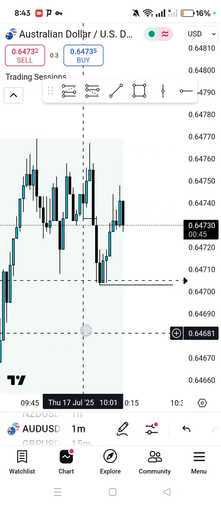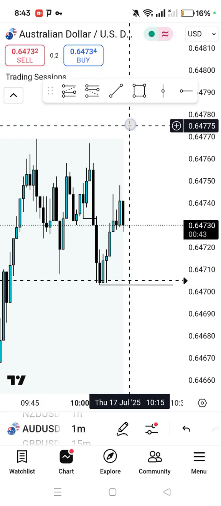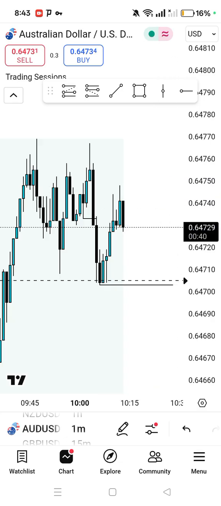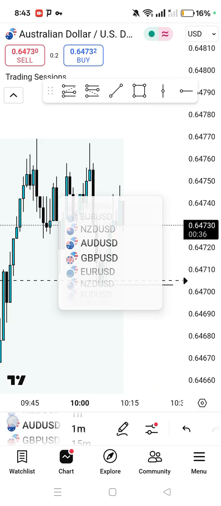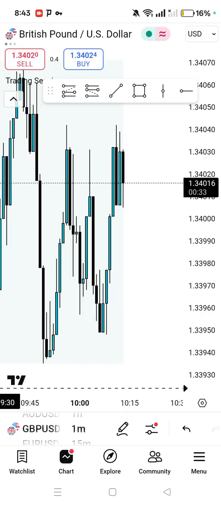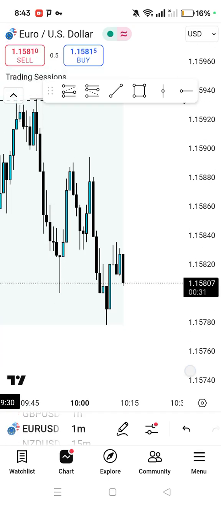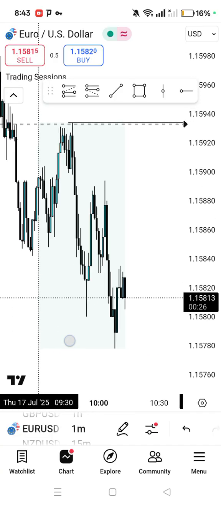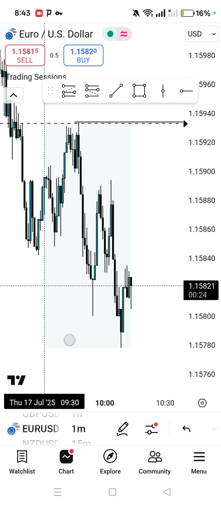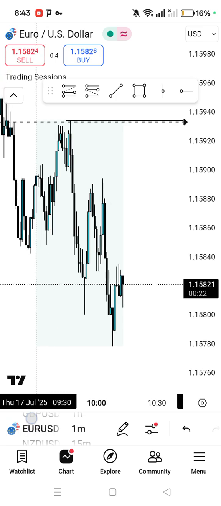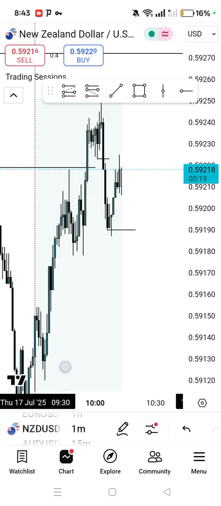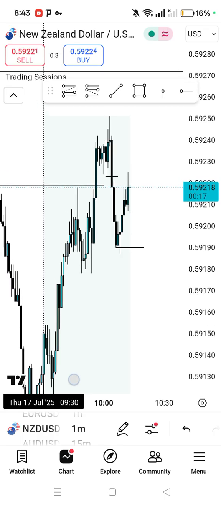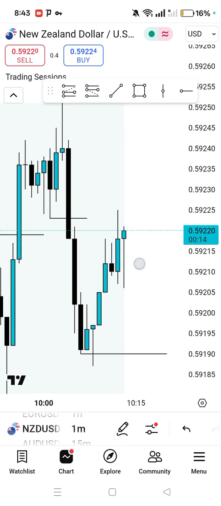AUD, I would be so much happier if it swept this and then did a S2, because then it'd be a valid setup, right? I'd be so much happier if it did that. Yeah, price is definitely bearish. What is that rejection? The FVG, crazy.